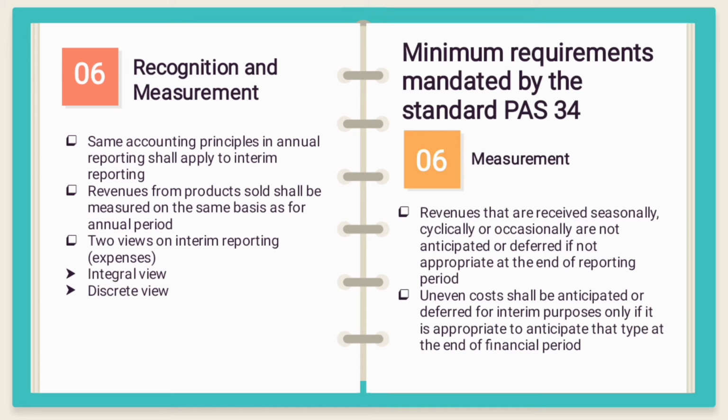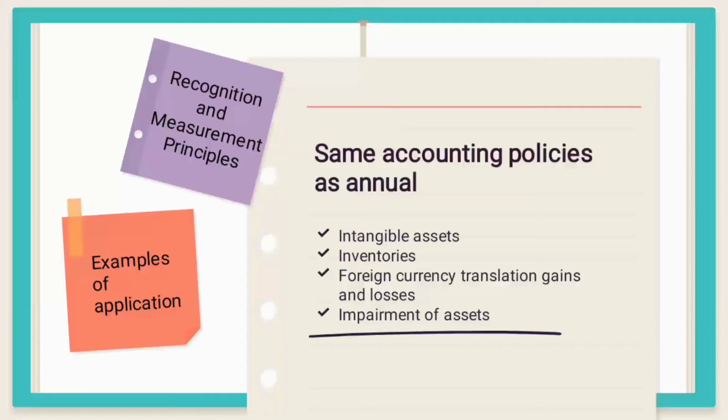Pero ang uneven cost like provision of warranty, cost of planned major maintenance, and advertising expense should be anticipated or deferred. These are the examples of application of the recognition and measurement principles. Intangible assets. Inventories. So inventories, it is measured at the lower of cost or NRV. To save cost and time, entities often use estimates to measure inventories at interim dates to a greater extent than at the end of the annual reporting periods.